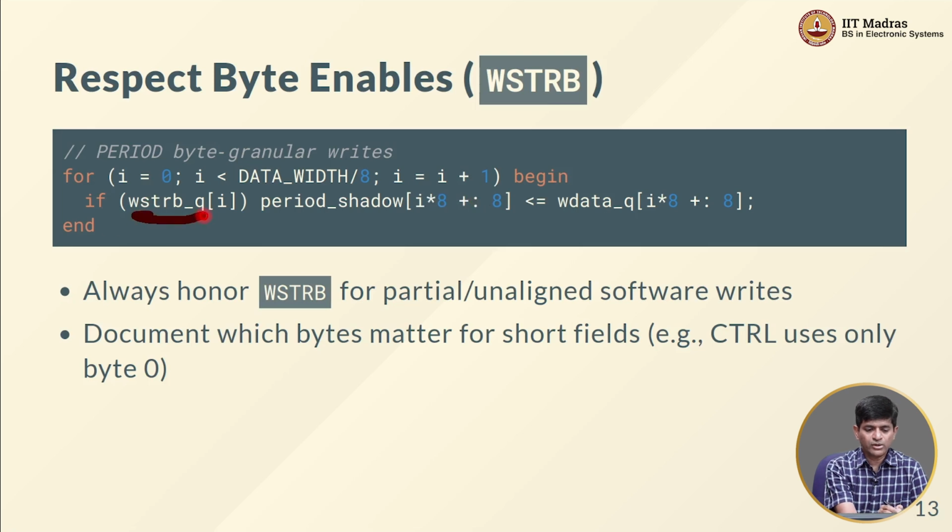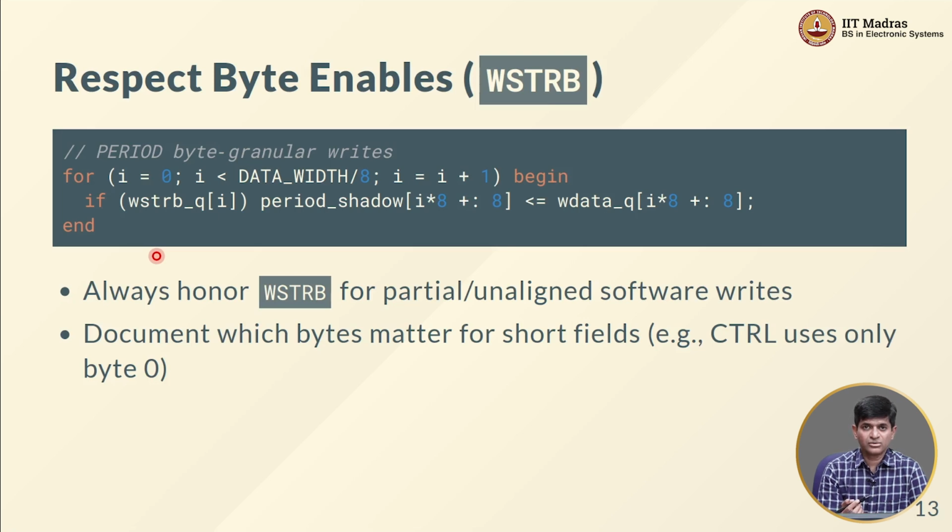If WSTRB queue of 1 was equal to 1, then period shadow of 8 to 15 would get the value W data of 8 to 15 and so on, right. So, it basically expands out into 4 copies of this particular statement. We can actually use that to do partial software writes. By controlling WSTRB, I can decide that instead of writing all 4 bytes over there, maybe only 1 or 2 or 3 or all 4 get written.